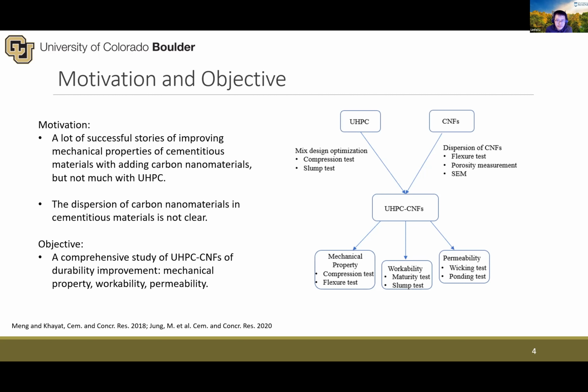In addition, hundreds of dispersion methods can be found in previously published work on adding nanomaterials to cementitious materials. But right now, there is no clear trend for researchers to follow that delivers well-dispersed nanomaterials. So in this case, we decided to conduct a pretty comprehensive study along this direction.